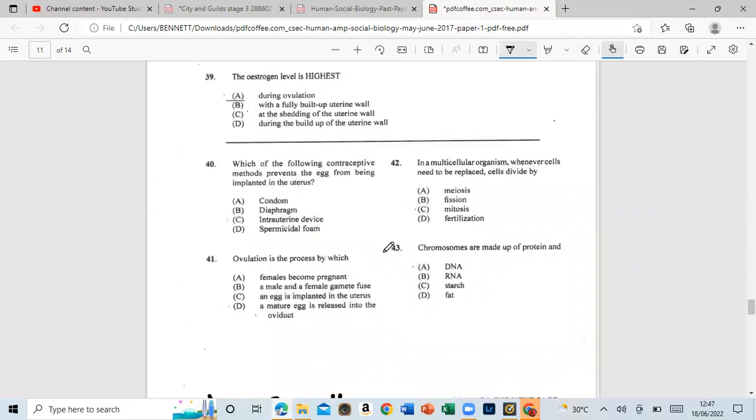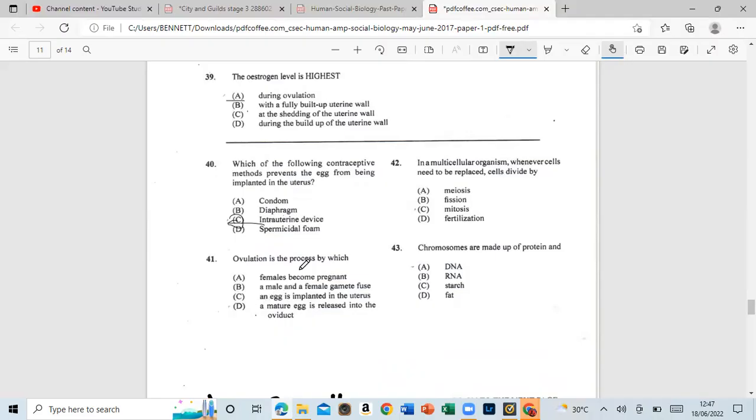Which of the following contraceptive methods prevents the egg from being implanted in the uterus? A, condom; B, diaphragm; C, intrauterine device; D, spermicidal foam. And that is the intrauterine device, and that's C. So let's move on to 41.